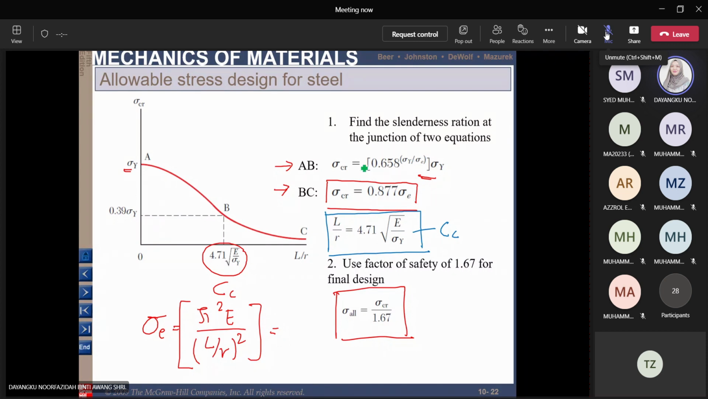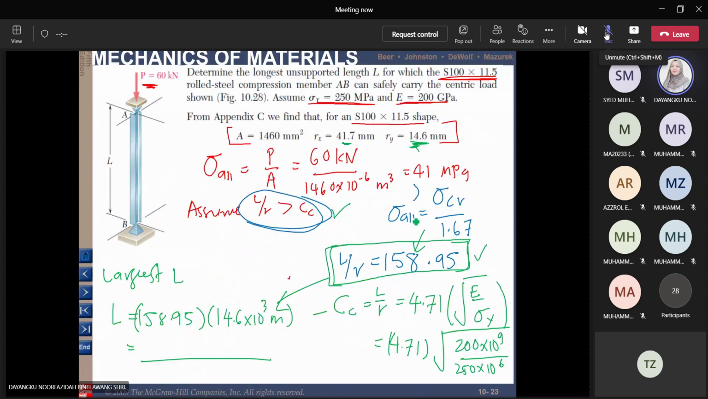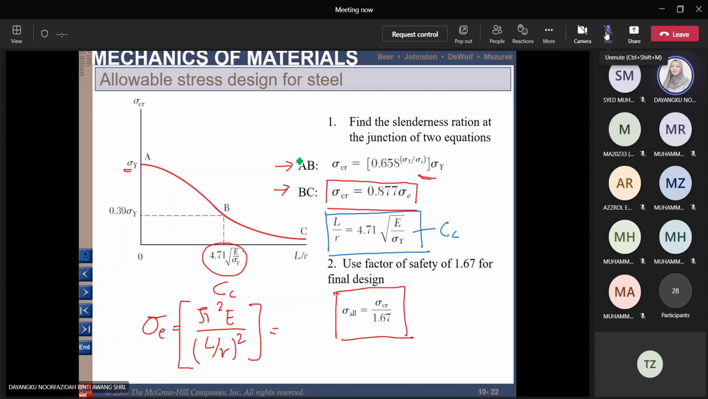So starting from these critical stresses. Okay, so critical stresses here. This critical stress is no longer from this part here. So you need to calculate it from this AB portion. So if our assumption is wrong just now. Okay, so if not, you can continue.